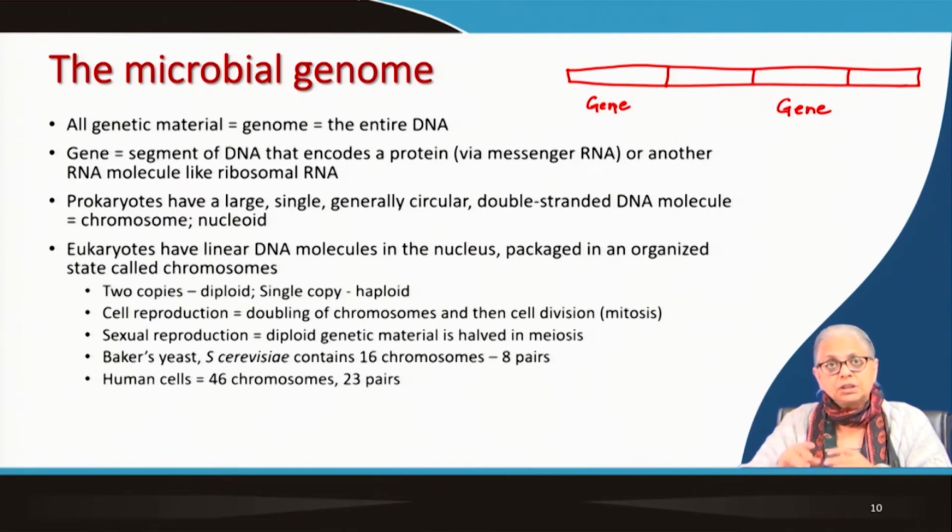In sexual reproduction, the diploid genetic material is first split into two haploid cells in a process called meiosis. Cell division is mitosis, and the halving of the diploid cell happens only in sexual reproduction, by the process of meiosis. Then you have, for example, the yeast Saccharomyces cerevisiae, which has 16 chromosomes, which means 8 pairs. The human cells have 46 chromosomes, which means 23 pairs.